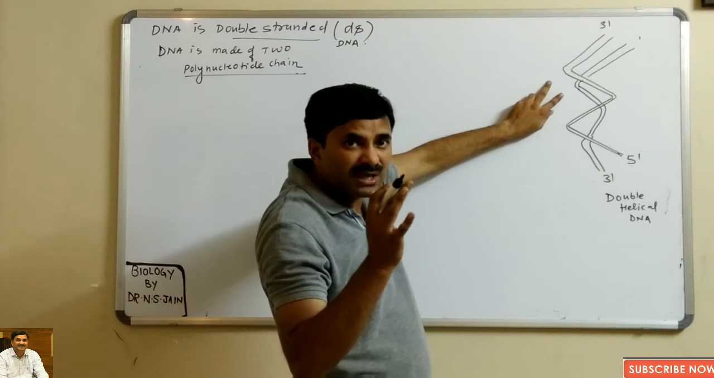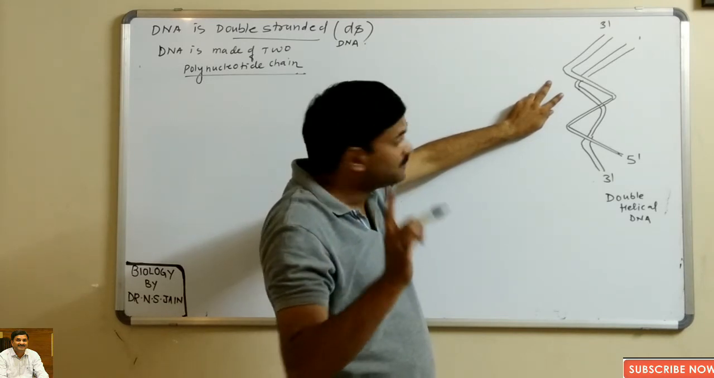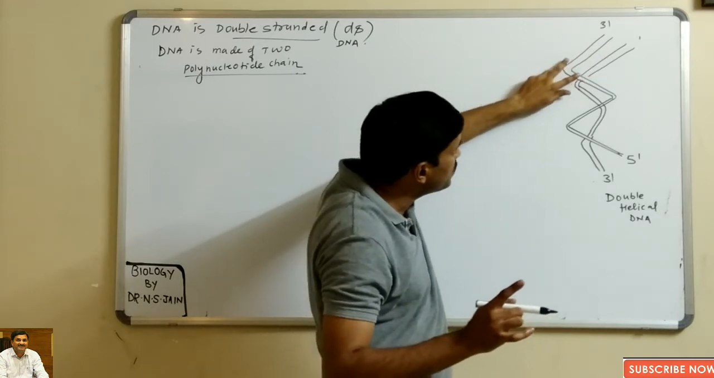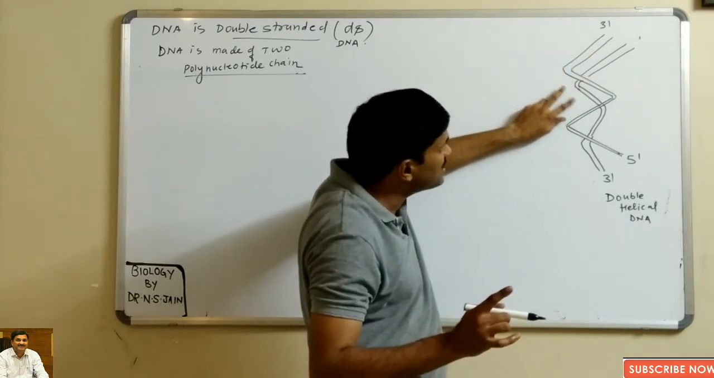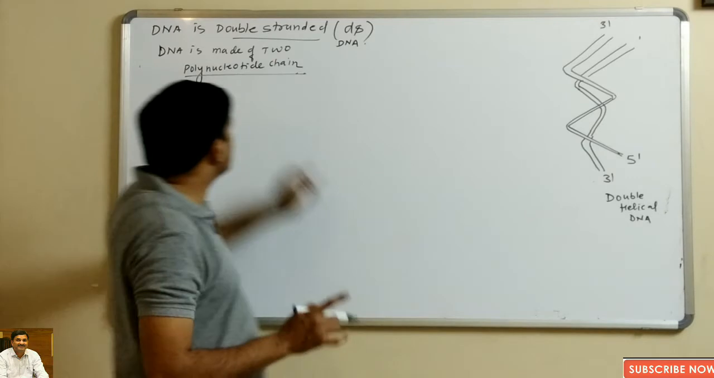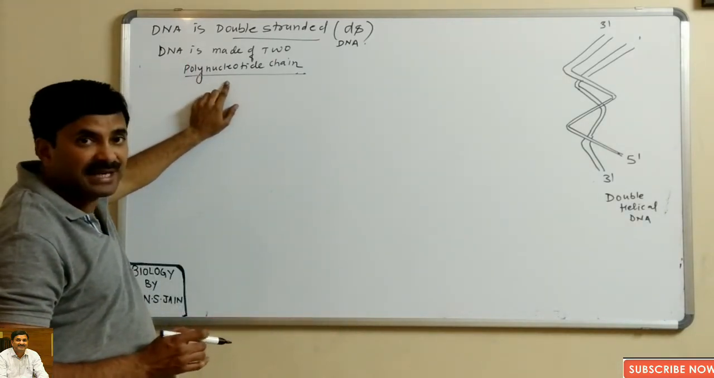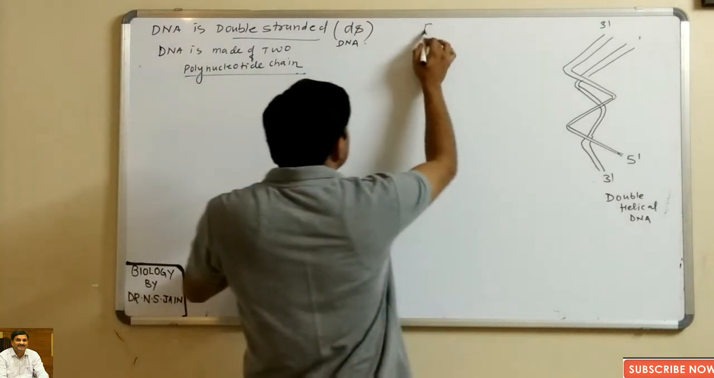They are parallel to each other, but they are not crossing each other. You can see that the two chains are parallel to each other, but they are not crossing each other. So DNA is made up of two polynucleotide chains. DNA is double stranded.